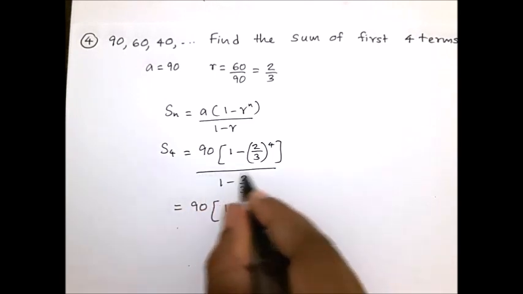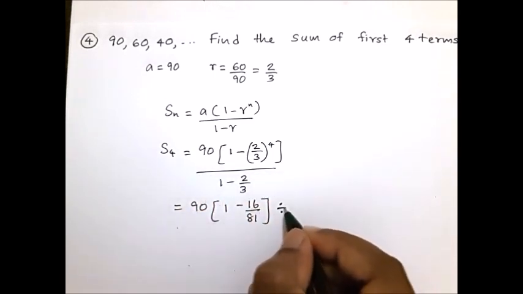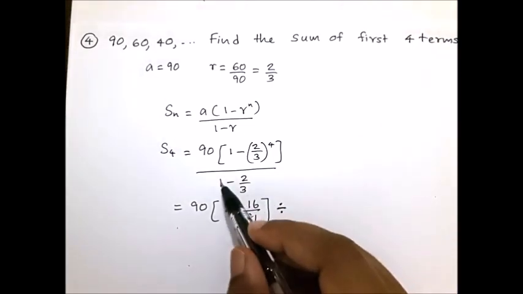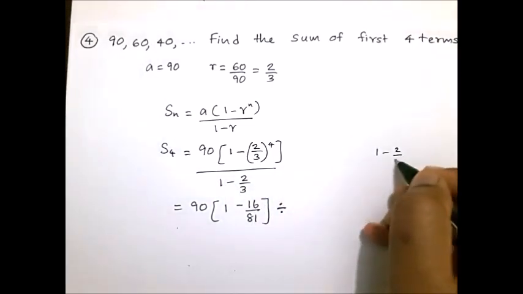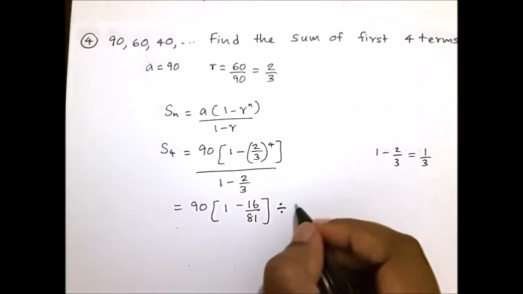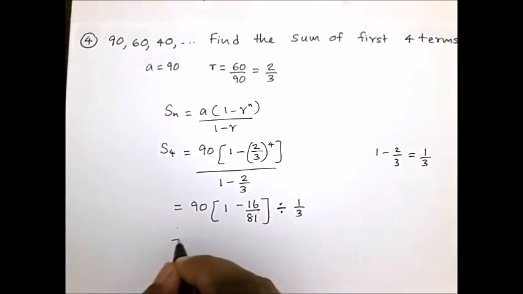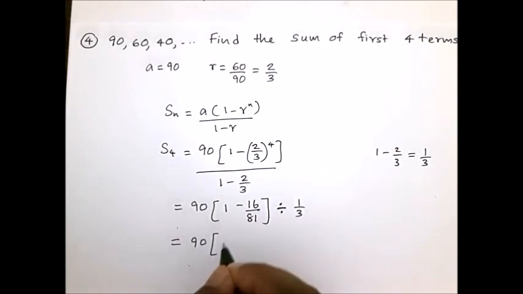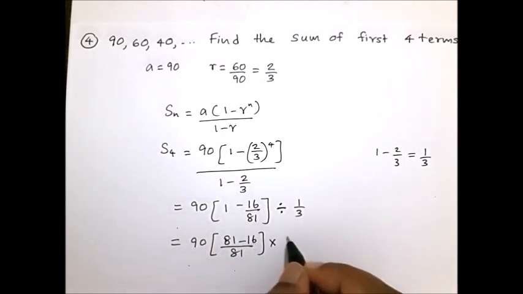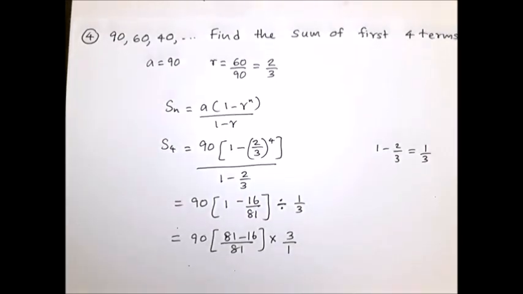Here write this division in here. 1 minus 2 over 3. 1 is 3 over 3. 3 over 3 minus 2 over 3, it is 1 over 3. Then take the common denominator. It is 81. 81 over 81 minus 16. Convert division into multiplication and take the reciprocal.